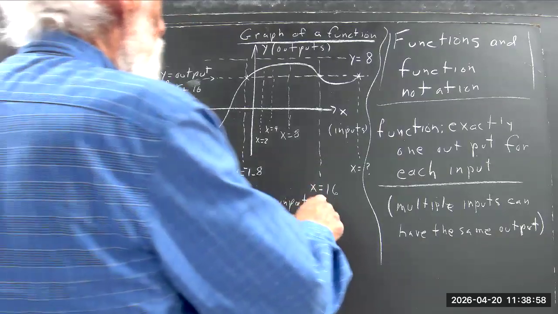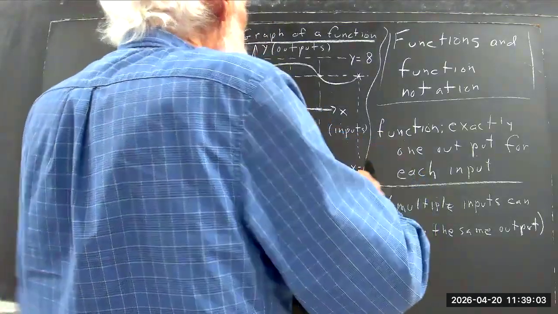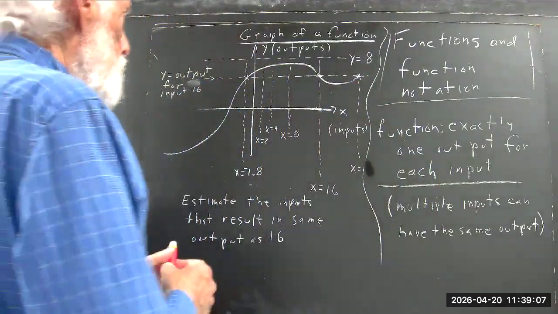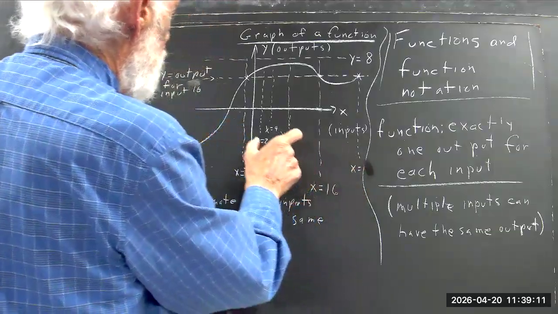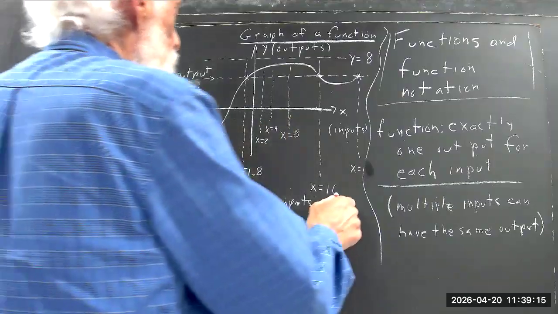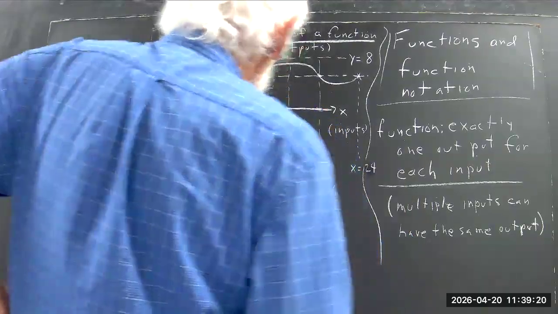Now over here, x equals 16. What's the x value corresponding to this point? Well, it's about this far to the right of 16, and this far looks like it's just about 8. So if I add 8 to 16, I get x equals 24.